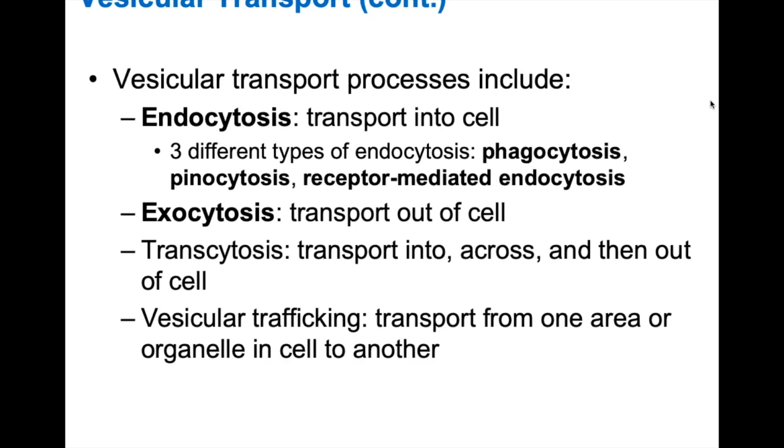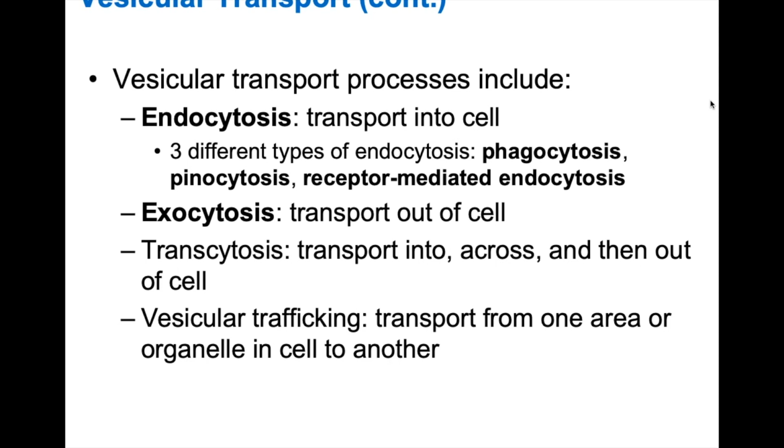So vesicular transport can include the following processes: endocytosis and exocytosis. Endocytosis literally means into the cell. So this is when we're bringing things into the cell. There are a couple different ways that you can endocytose something: through phagocytosis, through pinocytosis, and receptor-mediated endocytosis. And these are all things that we'll talk about in a few minutes.